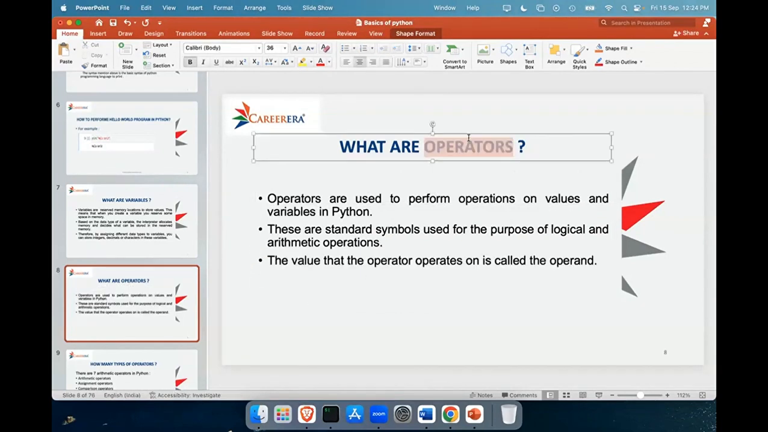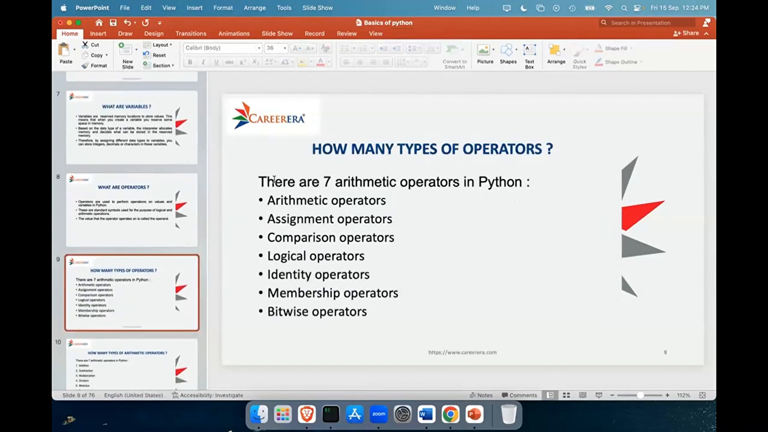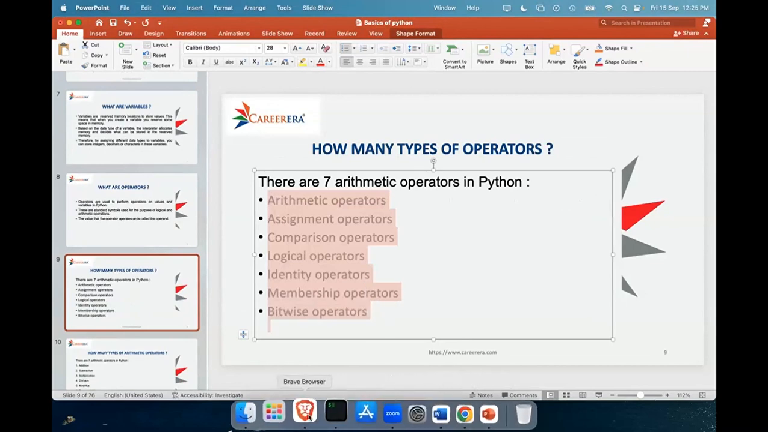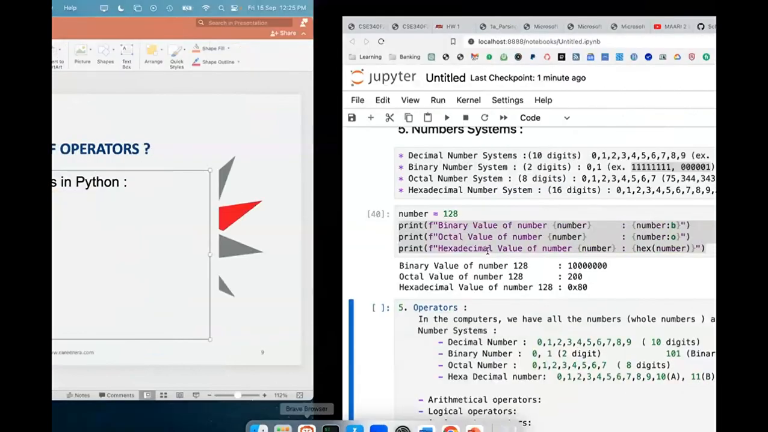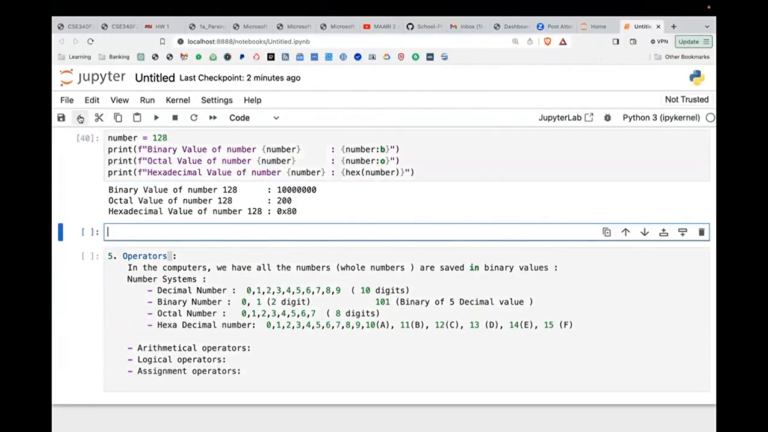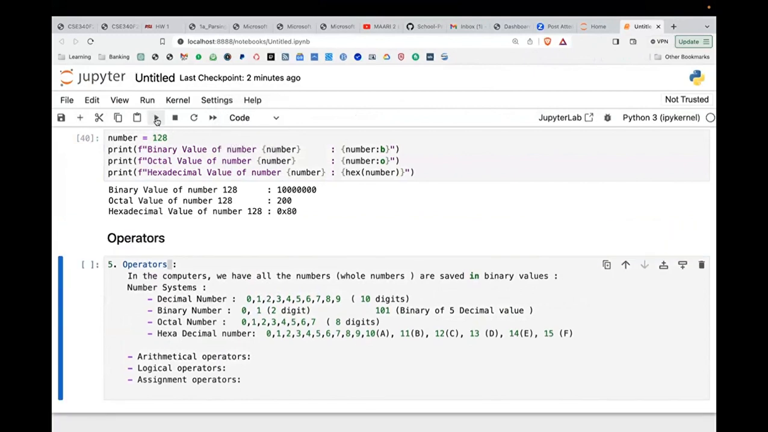So right now we are going to learn many different operators which are given in Python. These are the operators which we will be covering in the class. These are the 7 kinds of operators. So I'm just typing it directly here. One by one, we will be covering that. These are the operators which we will be covering in the class.